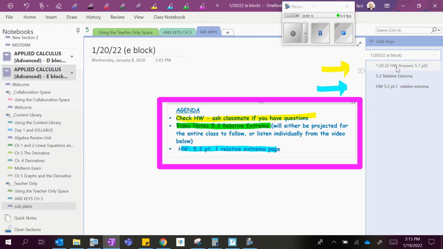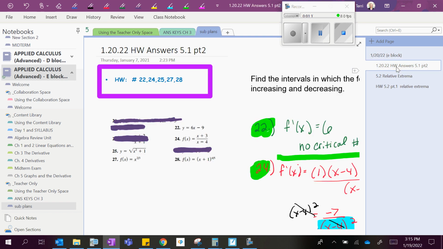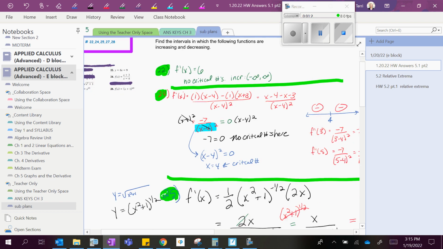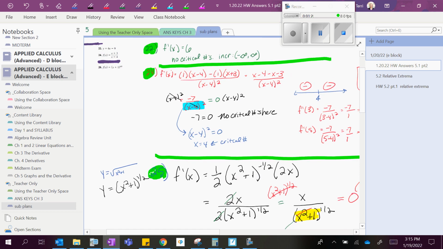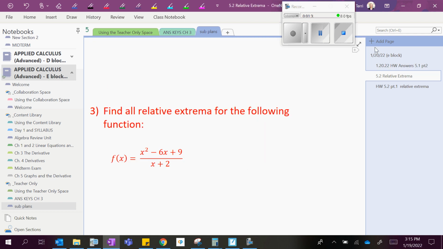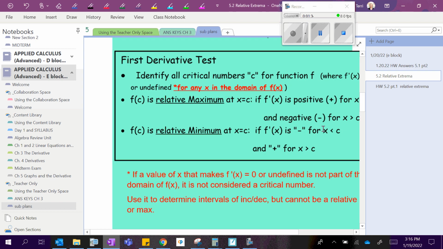All right, so here are your homework answers. Again, hopefully you guys can go through those. If this is a digital day and there's nowhere you can find help, obviously we'll go over those again in class on Monday. But let's go ahead and get to the notes for today.